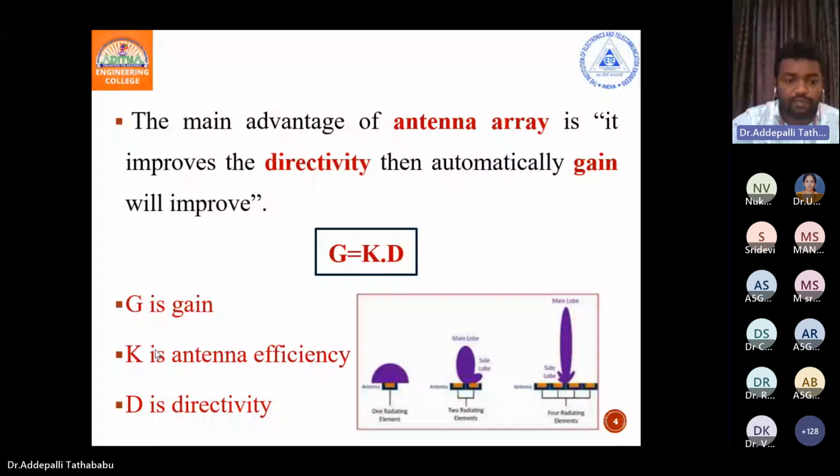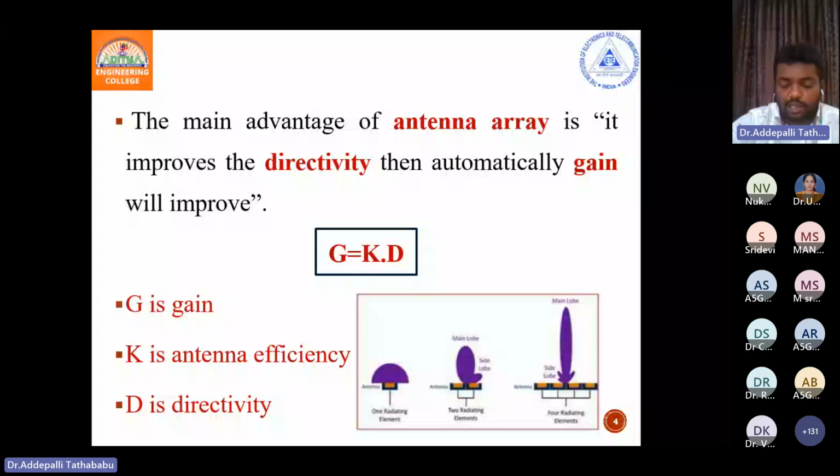What is gain? G equals K D. Here G means the gain of the antenna. Generally, most people think gain in electronic circuits means output to input: voltage gain is output voltage to input voltage, current gain is output current to input current, power gain is output power to input power. But in antennas, it is different. Gain means the ability of the antenna to radiate in a particular direction with respect to the isotropic antenna.